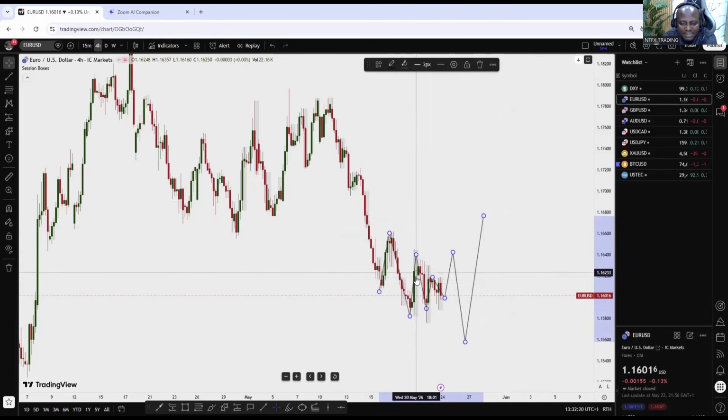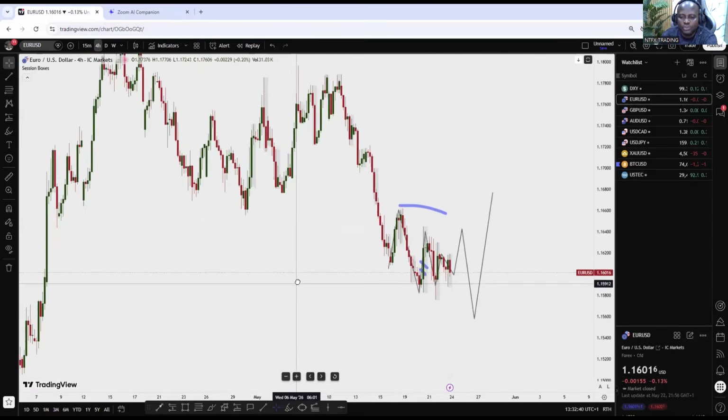You cannot call this a leading impulse. I'm going to teach you more of these things today. You have this move here. It's not a leading impulse for the upside. Why? It is not strong enough to break structure. So the corrective structure cannot give us enough motivation to look for a buy opportunity. You have to wait for a leading impulse to form.